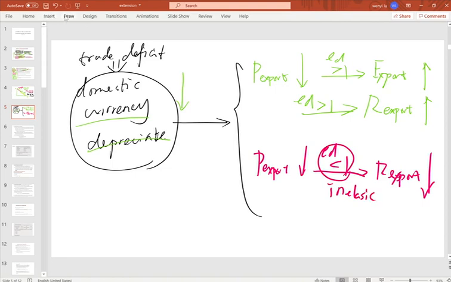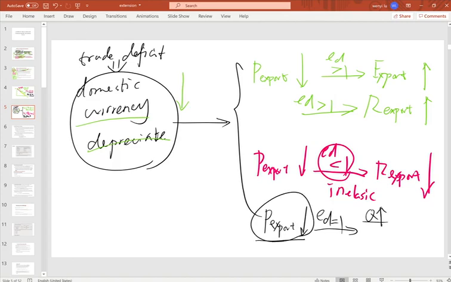Of course, we have a special situation when the elasticity of demand equals one. So when the price is cut, the increased quantity demanded of exports will just offset the change in price. So revenue will not change. So there are three situations based on our elasticity of demand for exports.